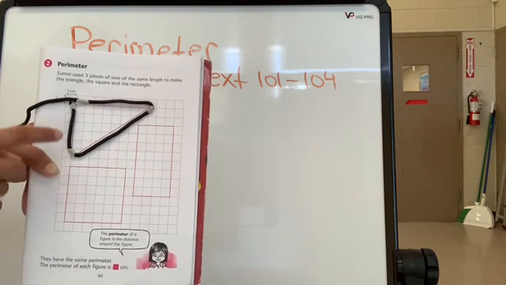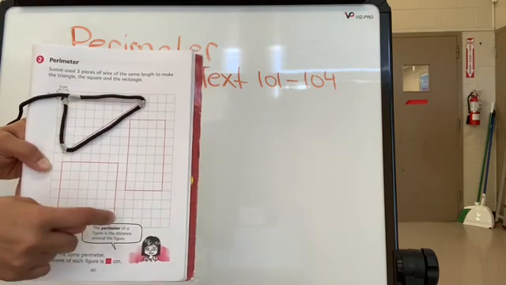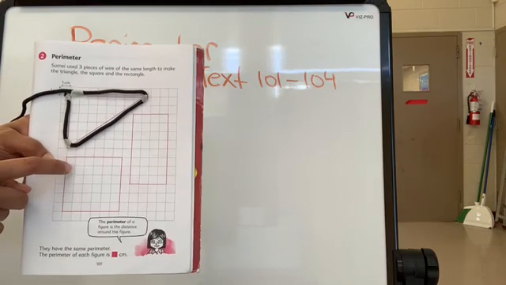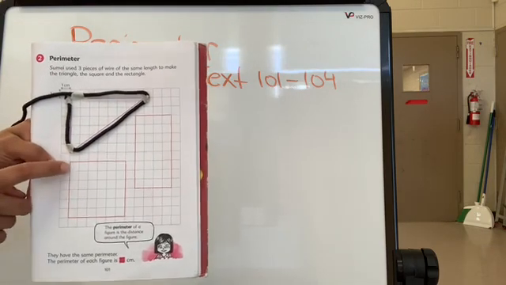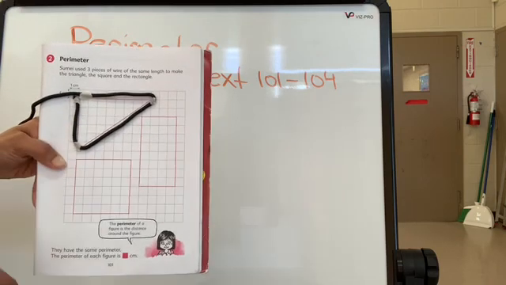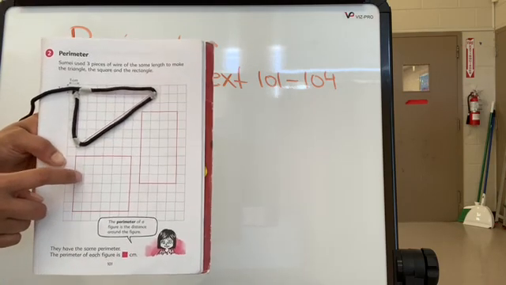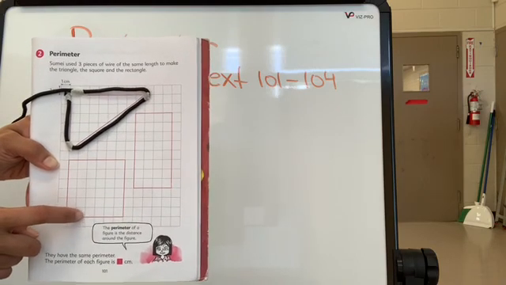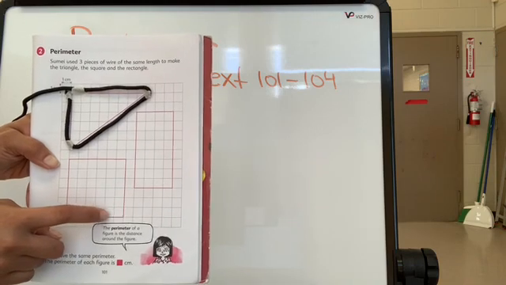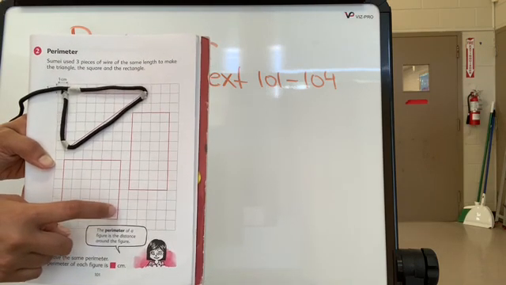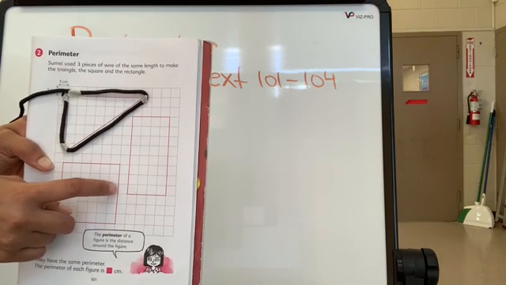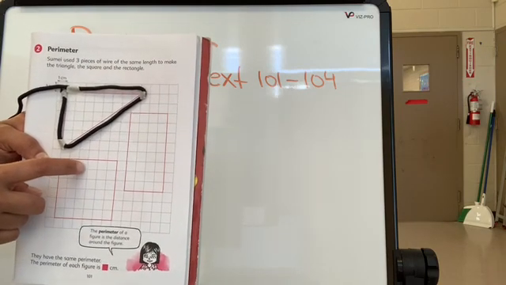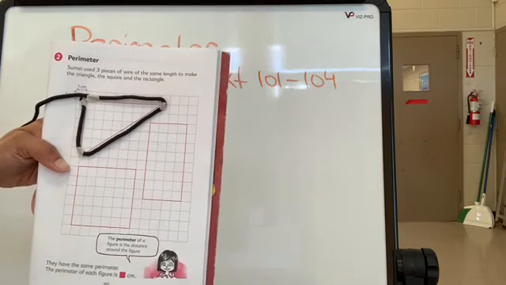Remember, you need to count your corner squares twice because it's 1 centimeter on each side. So my first square is 1, 2, because it's 1 centimeter on each side. So 1, 2, 3, 4, 5, 6, 7, 8, 9, 10, 11, 12, 13, 14, 15, 16, 17, 18, 19, 20, 21, 22, 23, and 24.